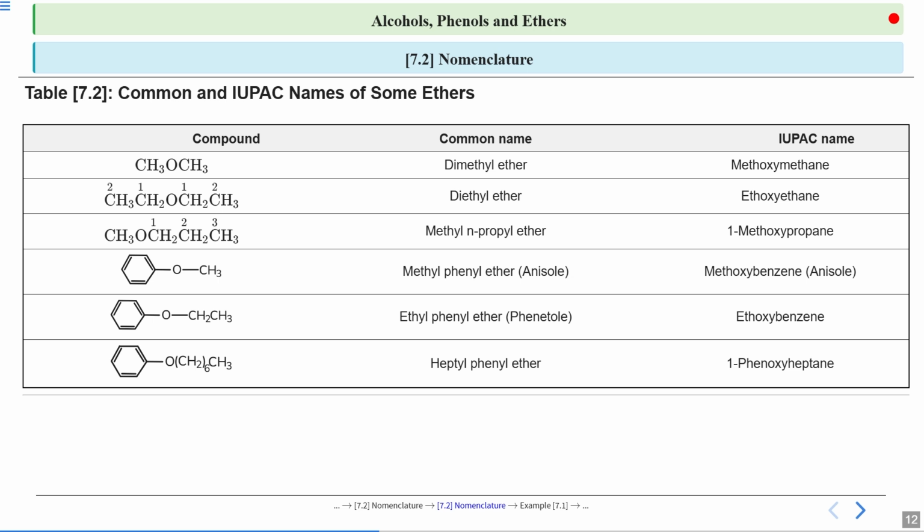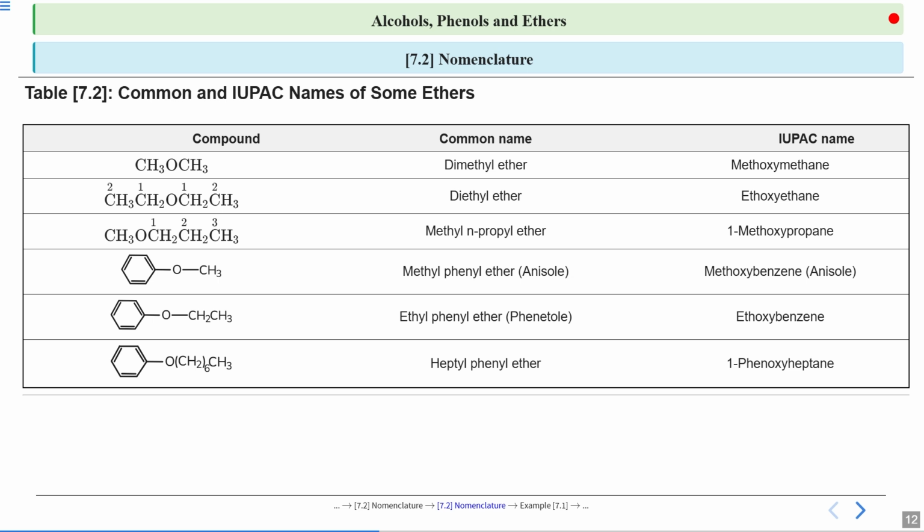Next compound is methyl phenyl ether. For the common name, write the alkyl or aryl groups' names alphabetically and then add the word ether to it. So methyl phenyl ether, or anisole, the more general common name. For the IUPAC name, the larger carbon chain will be the parent chain, which is of course benzene. So the IUPAC name will be methoxybenzene. Next compound is ethyl phenyl ether, or another name is phenetole, and the IUPAC name is ethoxybenzene.